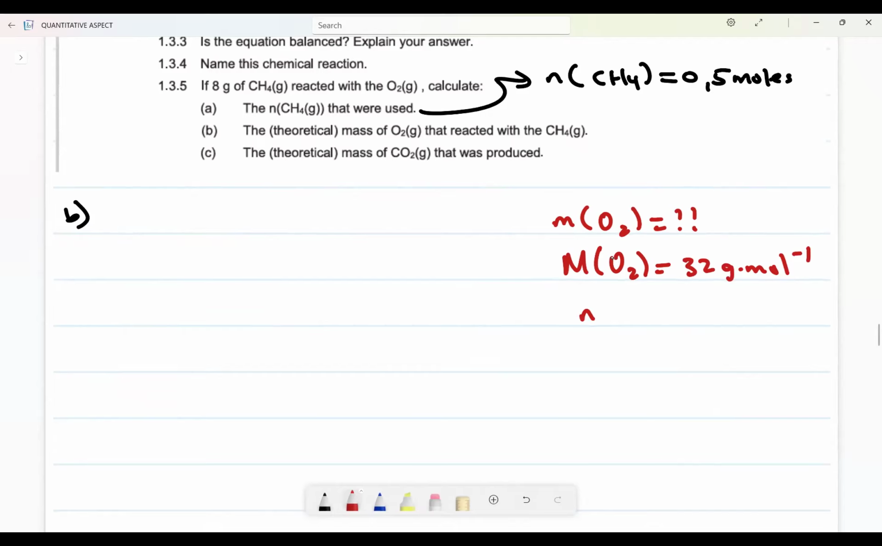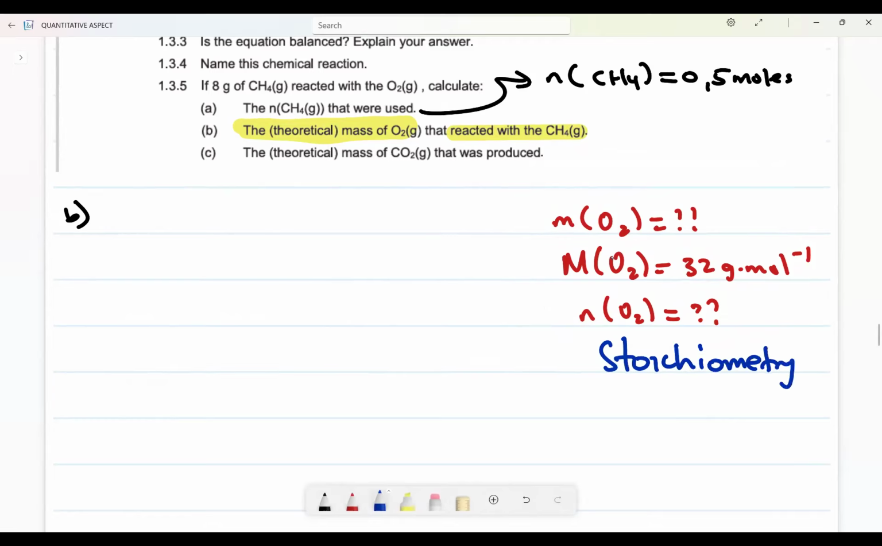But remember, I'm going to need the number of moles of what? Of O2. Do I know them? No. Okay, let's continue. The theoretical mass of O2 that reacts with CH4. Can I now calculate the mass from this information? No, because I do not know the number of moles of O2. So what is it that I need to do? If I'm having two unknowns and one known, I cannot use an equation like that. So this tells me I need to use stoichiometry.